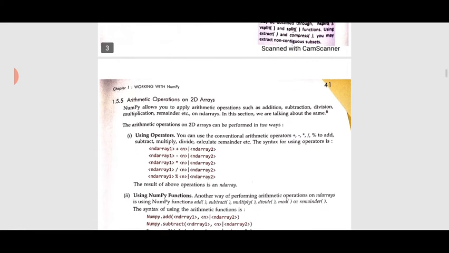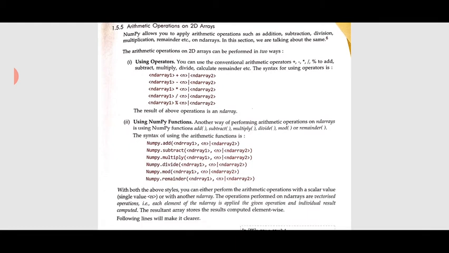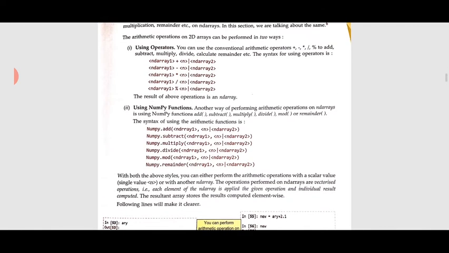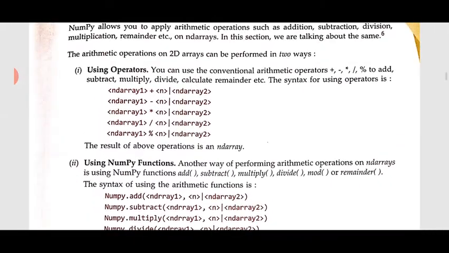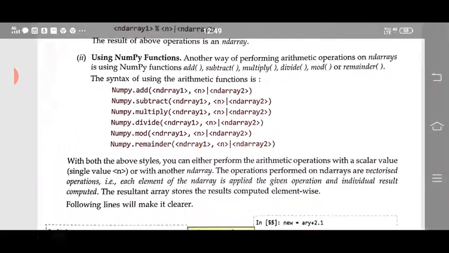Now the next point is arithmetic operations on a 2D array. Arithmetic operations on a 2D array can be performed in two ways: using operators and using numpy functions. We can use operators also. In this you can see using operators, and in this you can see using functions. So what are the operators?